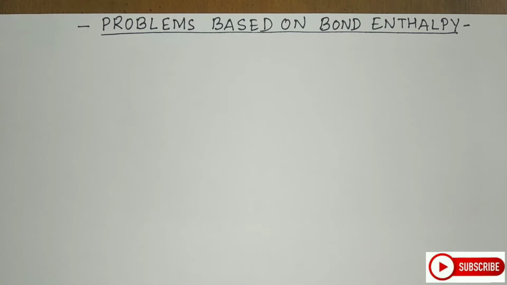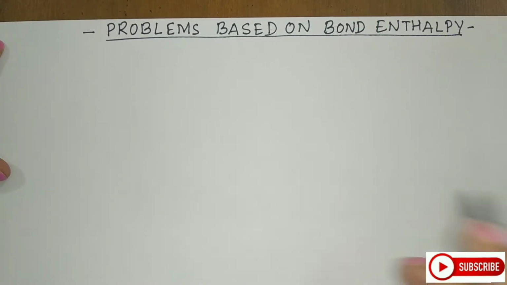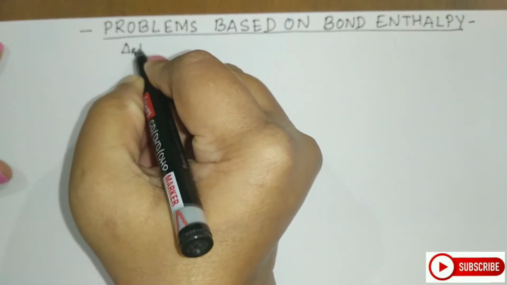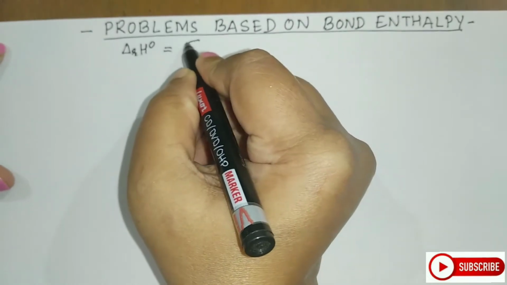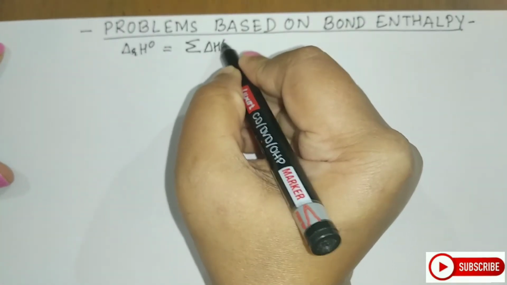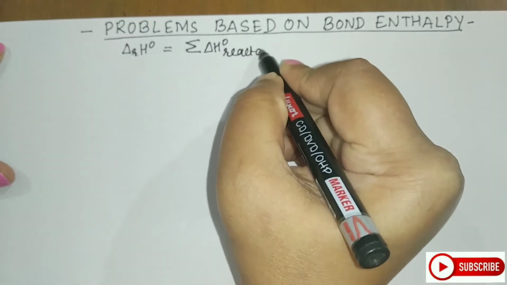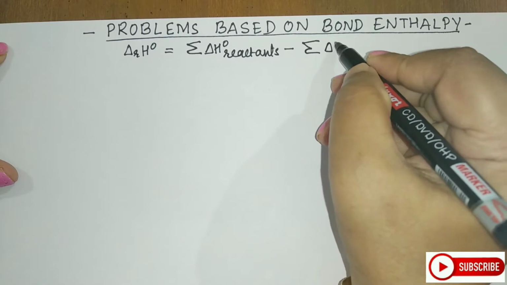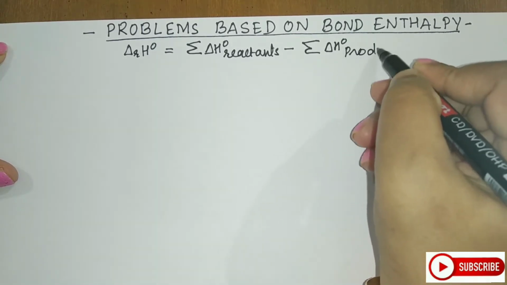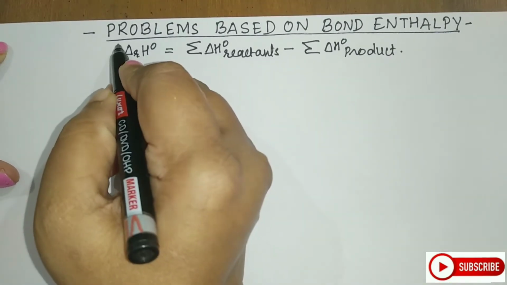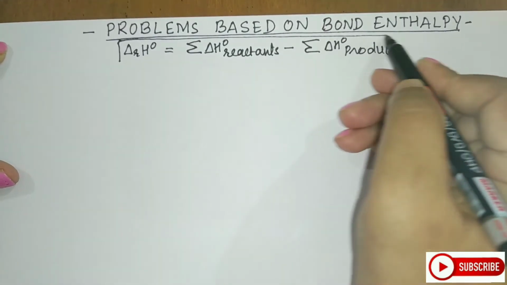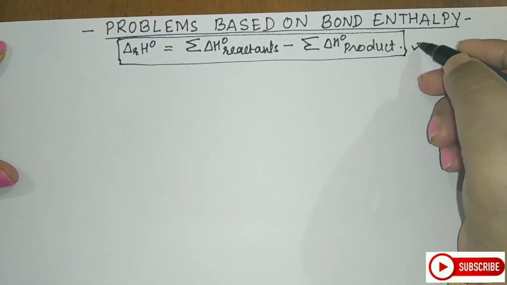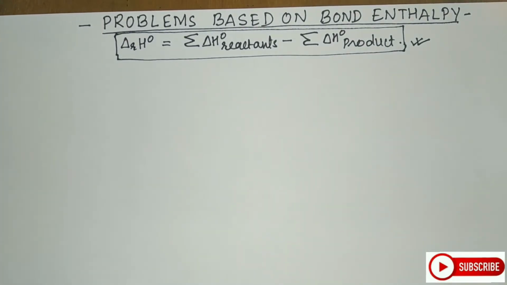While solving the problems on bond enthalpy, it is very important to know the formula. For the reaction, you always take the summation of the bond enthalpies of all the reactants minus the summation of bond enthalpies of all the products. The formula is different, so you must remember it correctly. It is always the summation of bond enthalpies of the reactants minus the summation of enthalpies of all the products.